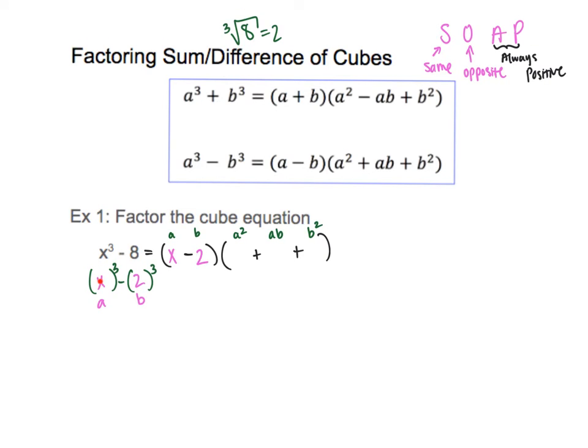So my a squared is my x, and if I square it, I get x squared. My a and my b is these two, so if I multiply them, x times 2 gives me 2x. And then my b squared is 2 squared, so that's going to be 4. And so it looks like this here is my factor. And I am done. So all I had to do was factor, and these are my two factors.